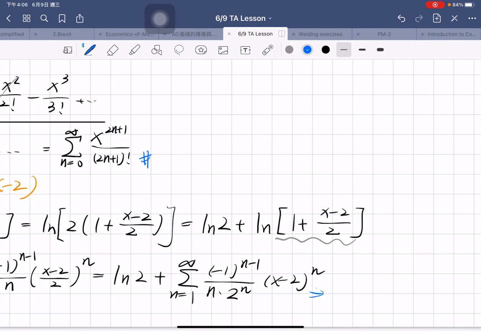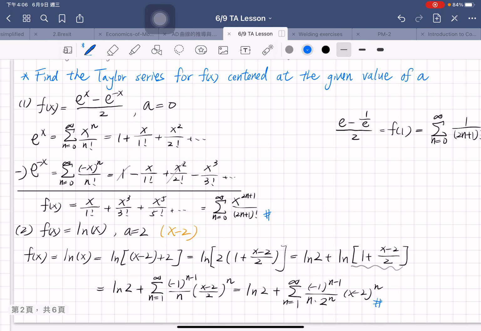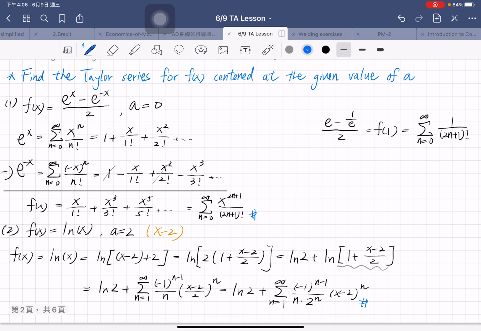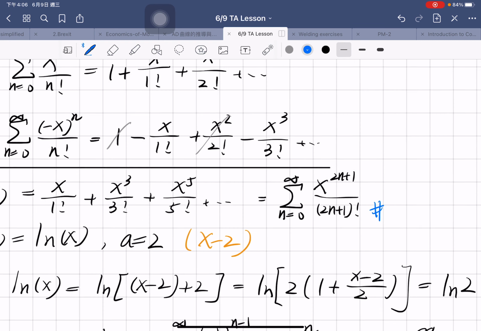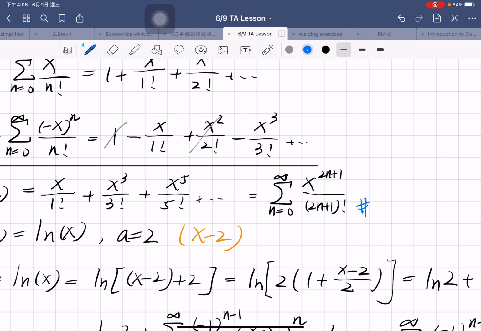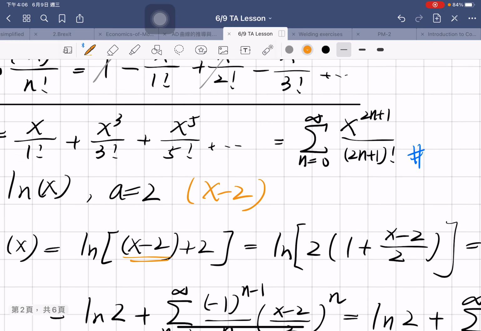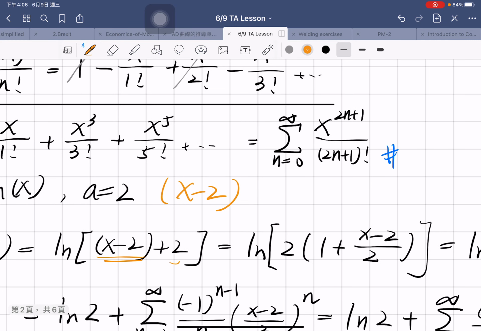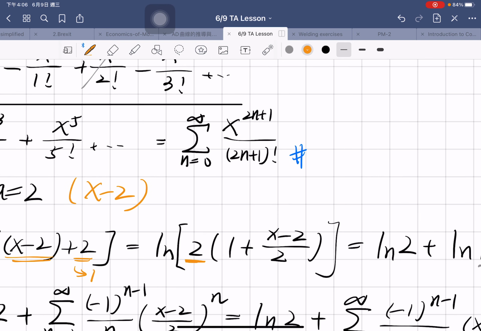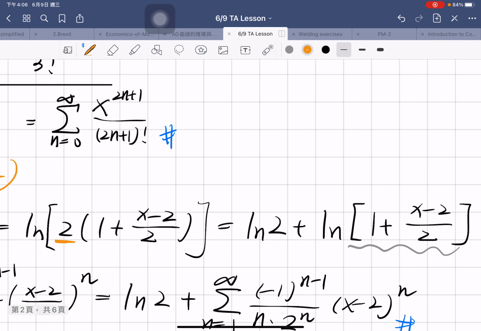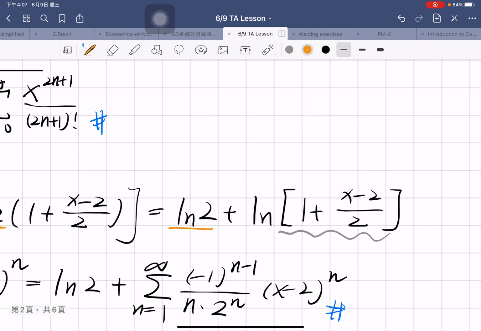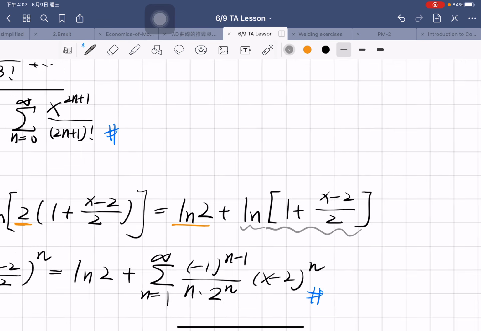Okay, so the idea for the second question is, because we want to make x minus 2, we try to make it out. But when we make it out, we find a 2 here. We don't want this 2, we want it to be 1, right? So we subtract by 2 out and take our 2 out. So in here, at the end, we know how to expand this one.